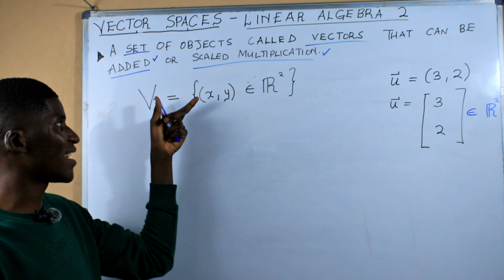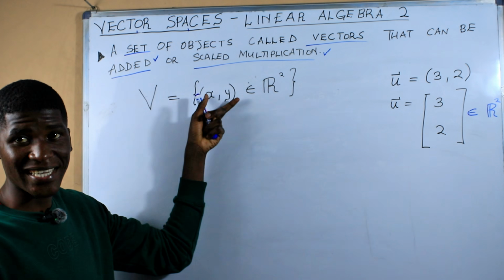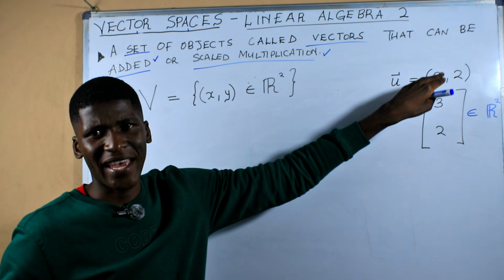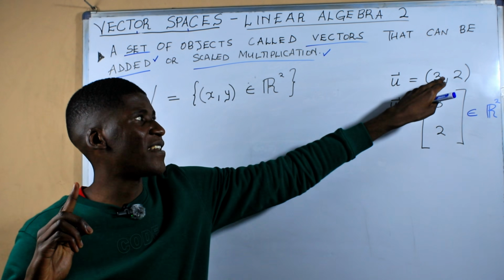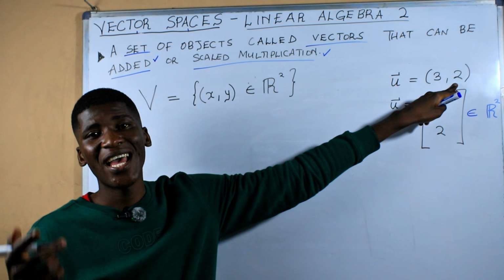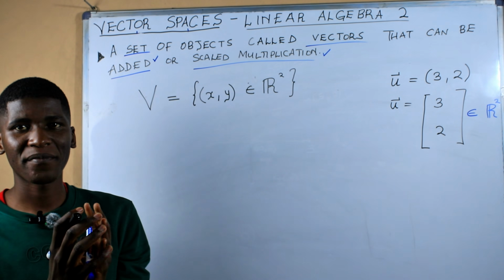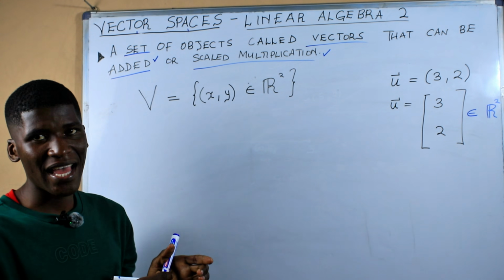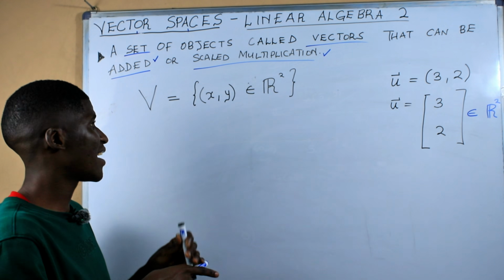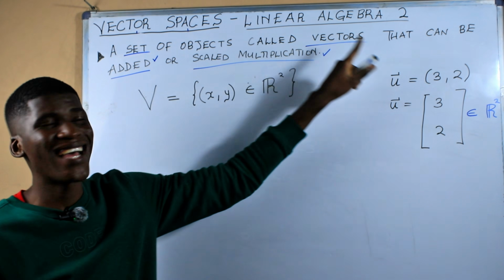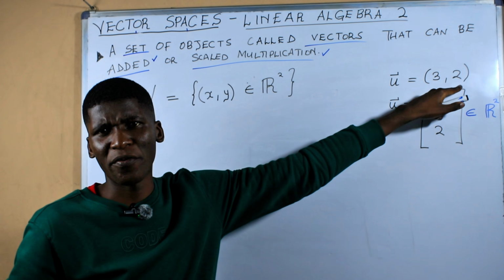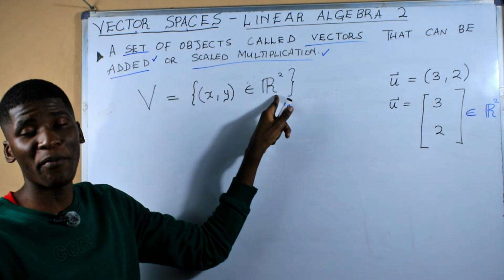So this is saying that this is the vector space containing all vectors that look like this one. This u here, which is given by (3, 2), is one vector, one object, having 3 as a magnitude along the x-axis and 2 as the magnitude along the y-axis. If we pick another vector, it will have the same format: an x component and a y component, both real numbers.